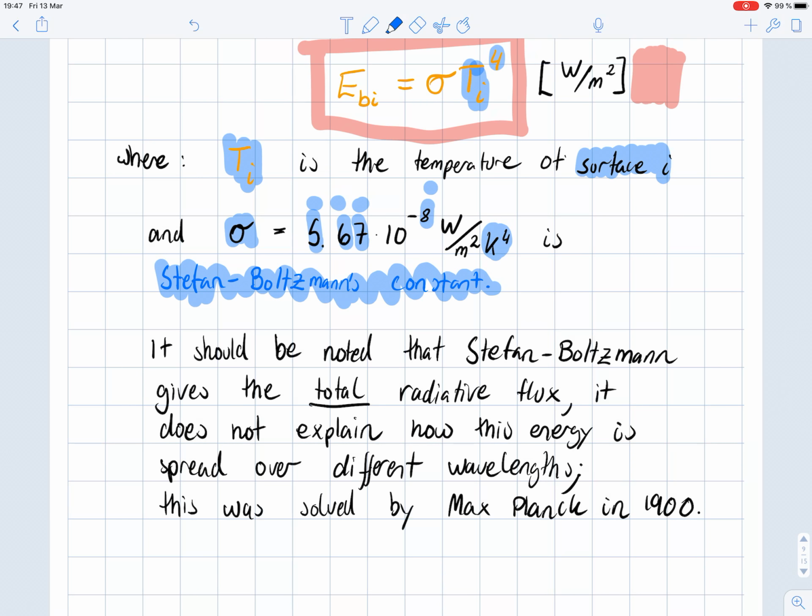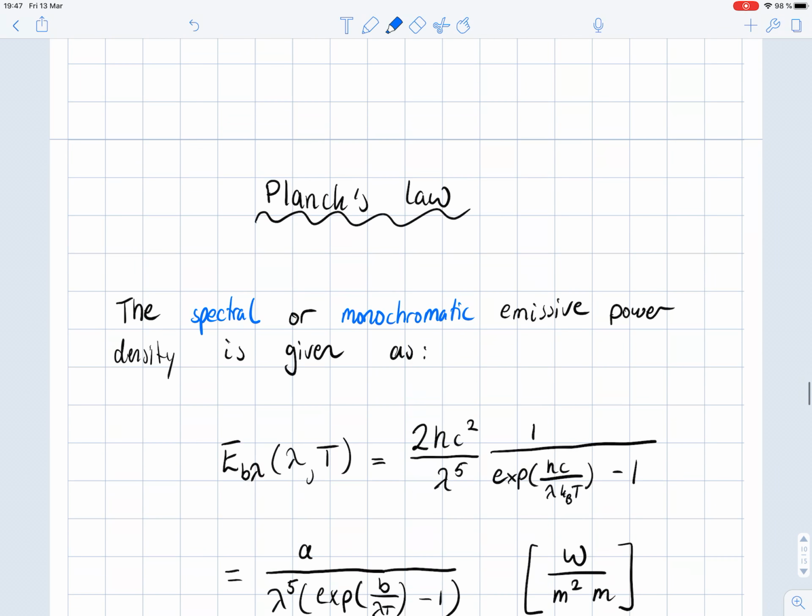Stefan Boltzmann's law gives you the total radiative flux. One thing it doesn't do is to explain how this energy is spread over different wavelengths. This was, however, resolved by Max Planck in the 1900s, which brings us to Planck's law.